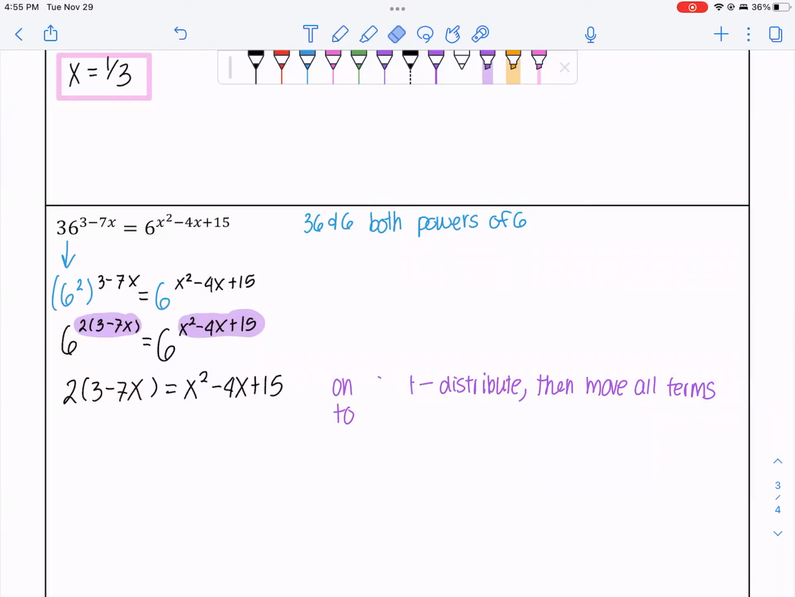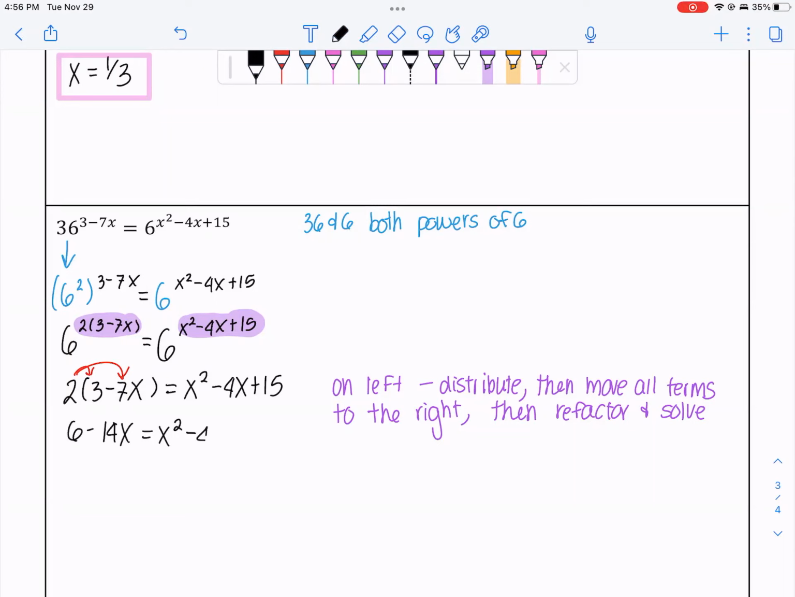Here's the thing about me, guys, is that I chronically get my lefts and rights wrong. On the left side, you distribute, then move all terms to the right. Then refactor and solve. So distribute. 6 minus 14x is equal to x squared minus 4x plus 15.